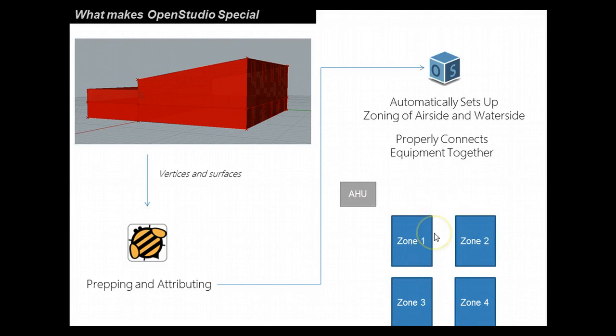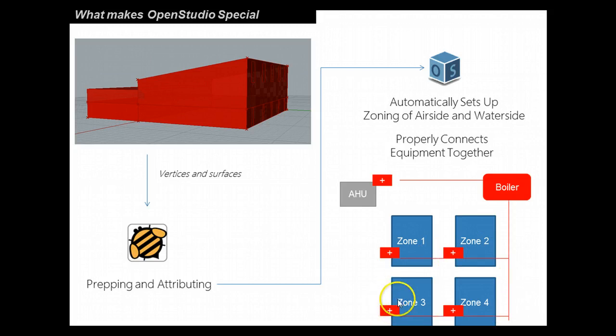In addition, system type 5 also has a boiler, and it will automatically put a boiler in the system. It will automatically put a heating coil in the air handling unit. And then it will also put in reheat coils in each one of the zones automatically, and it will automatically connect them. So that turns out to be a bit of magic that is not that easy to do in Energy Plus if you're doing it without an interface. It's pretty much impossible, I think.